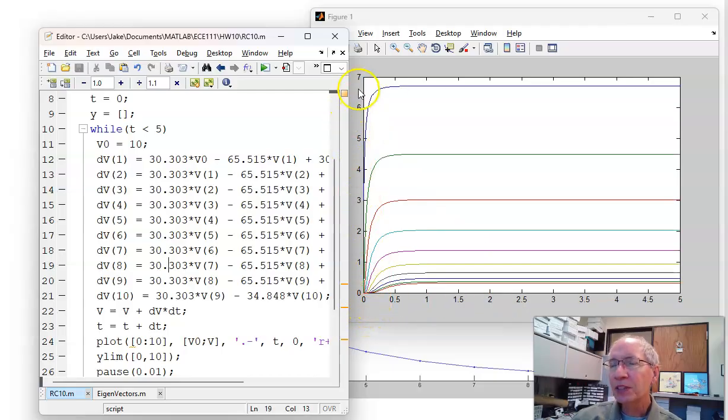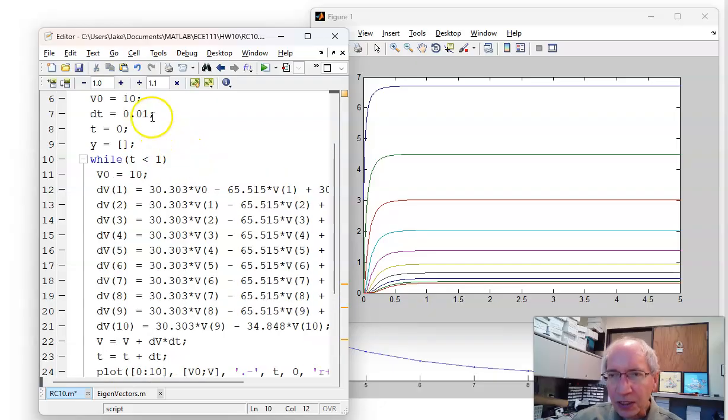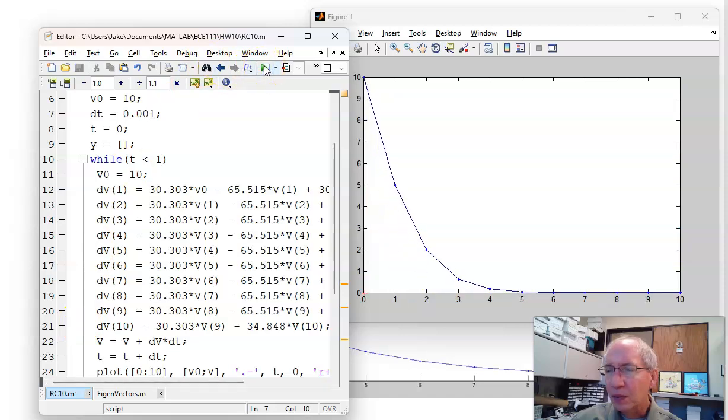So what happens is V0 jumps to 10. This is V1. V0 charges up capacitor 1. That charges up C2, charges up 3, 4, 5. Might show a little better if I bring this out to 1 second. Make the step size a little bit smaller. Let her run again. So here's your V0, charges up V1, charges V2, V3.